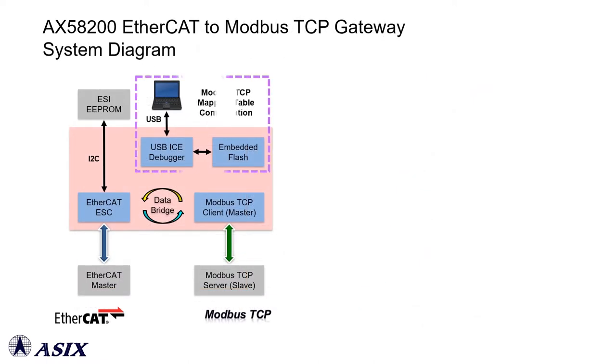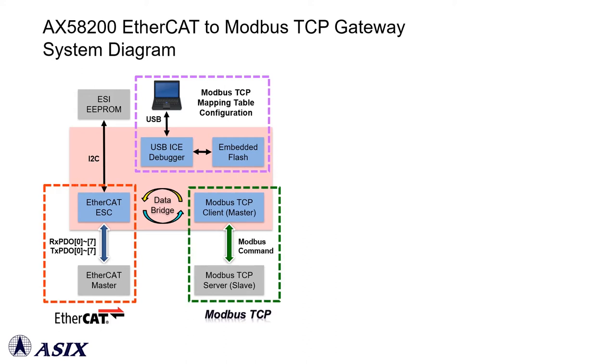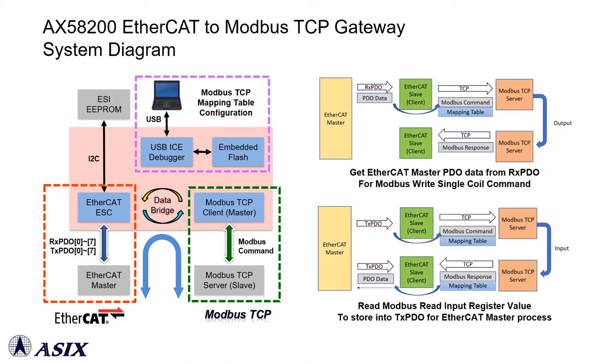This is system diagram of AX58200 EtherCAT to Modbus TCP gateway solution. AX58200 firmware can realize the gateway functionalities by parsing EtherCAT RxPDO, TxPDO and Modbus commands, based on the defined Modbus commands mapping table.